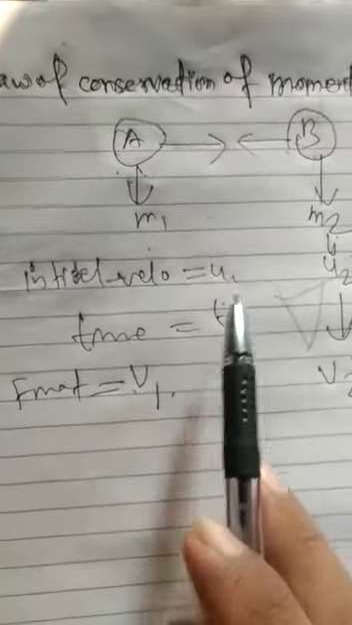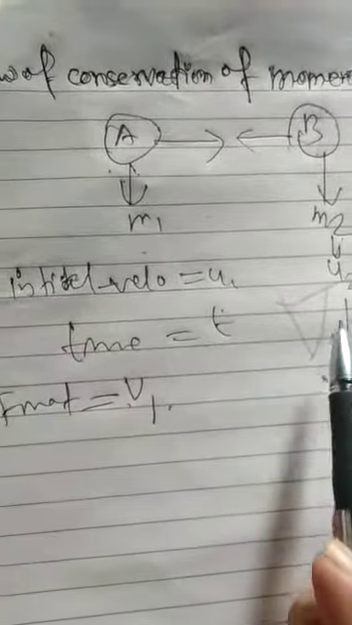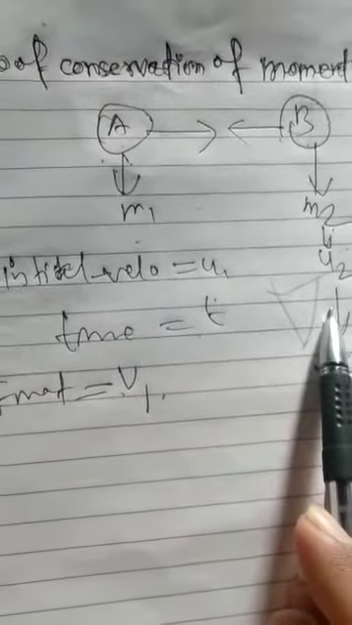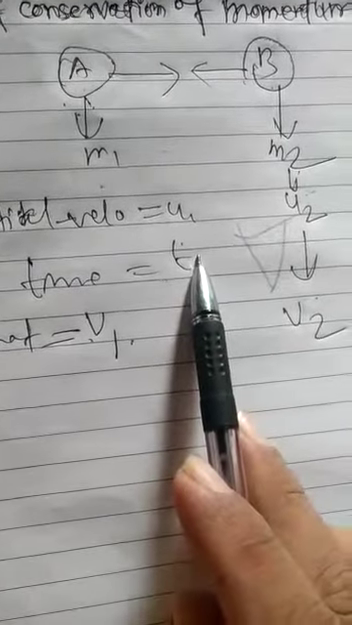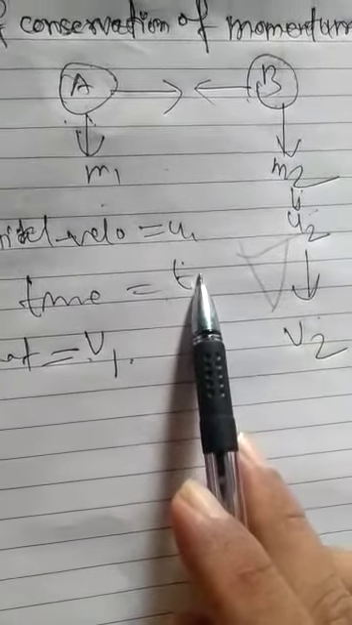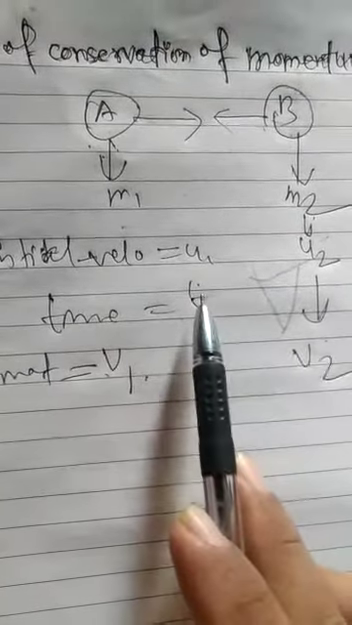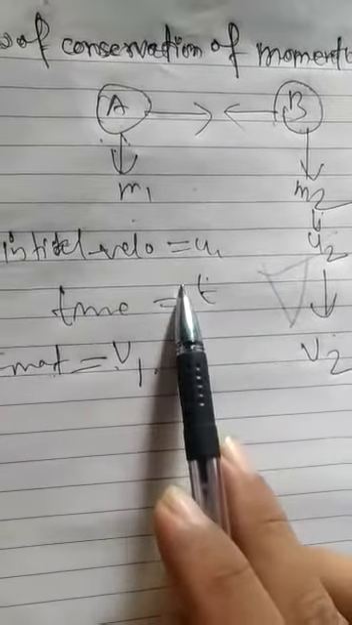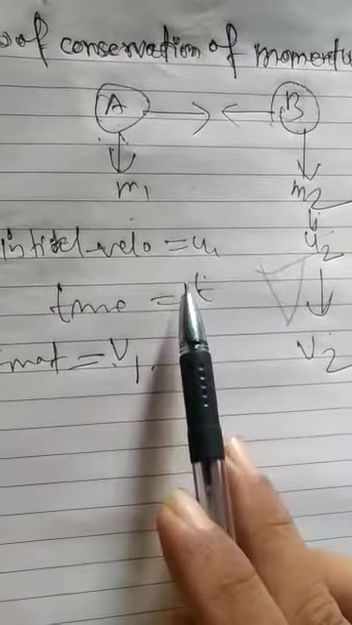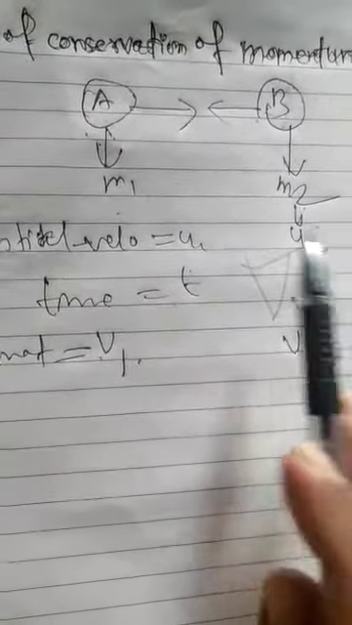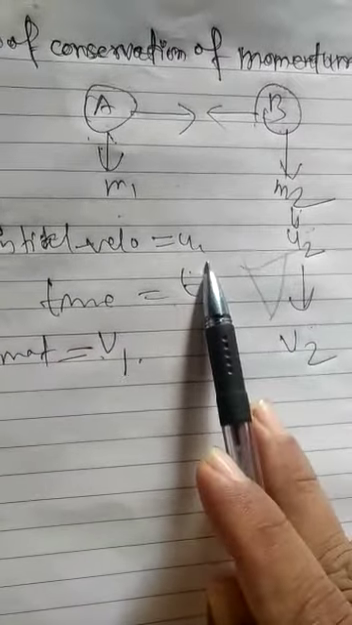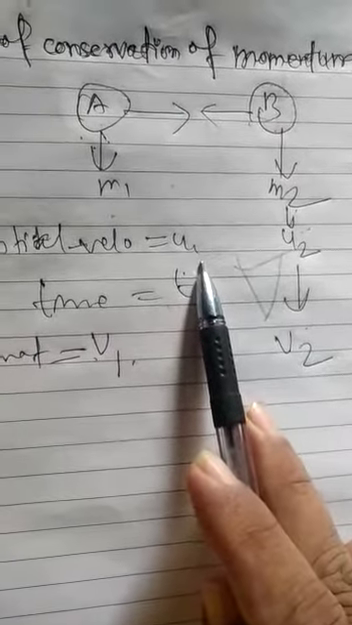In this case, object A exerts an active force on B. At the same time, B also exerts an equal and opposite reactive force on A. In that time, object A exerts an active force on B, and at the same time B also exerts an equal and opposite reactive force on A.